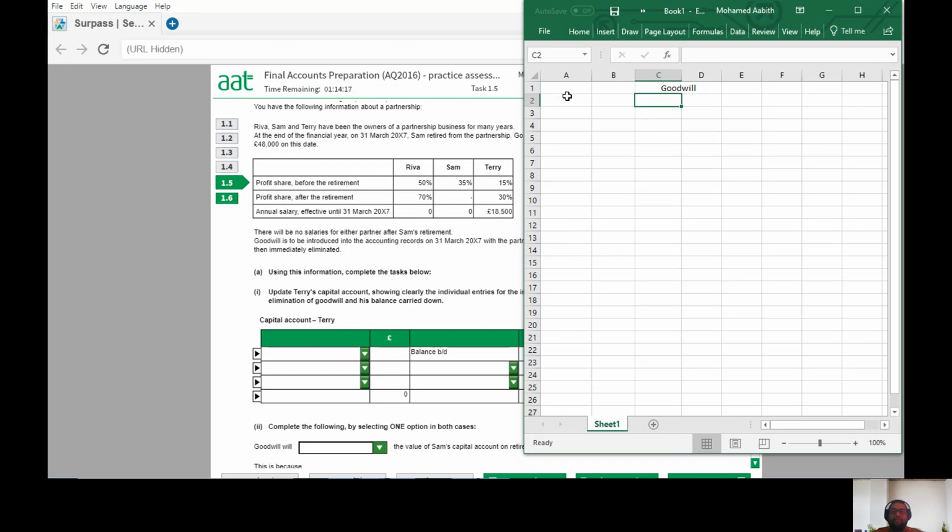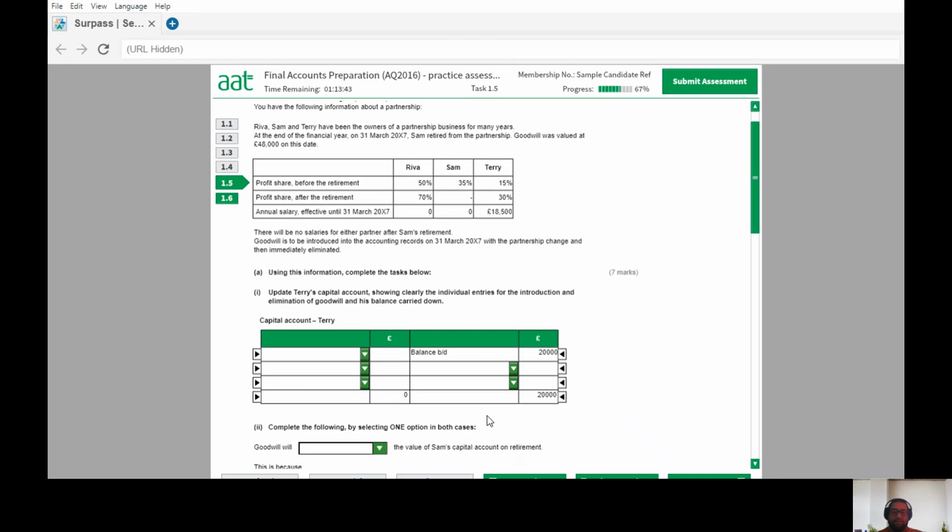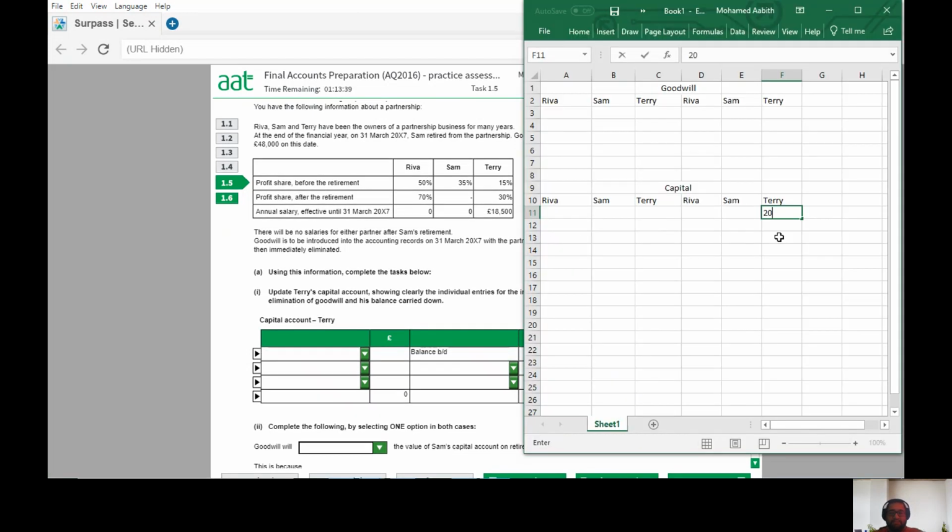The goodwill we're now creating for three people: Riva, Sam, and Terry. Then Riva, Sam, and Terry will get their goodwill written off. Similarly, we will have capital accounts for each of those partners as well. Let's do this only for Terry now. This one is the capital account, just to give you a gist of how it looks. Terry started with how much? It's £20,000.